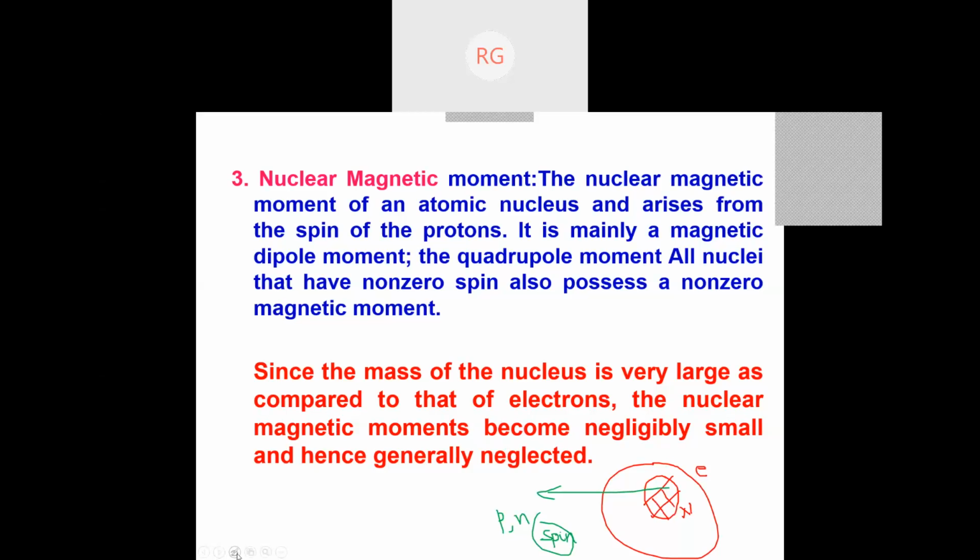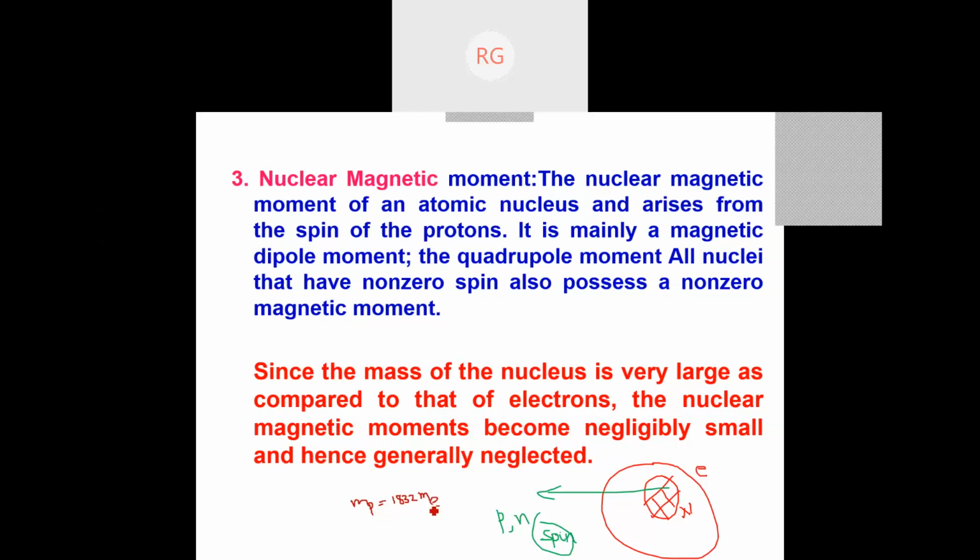But however, the mass of nucleons is much higher when compared to the electron. Therefore, we know that if m is the mass of a proton, it is almost 1832 times the mass of an electron.